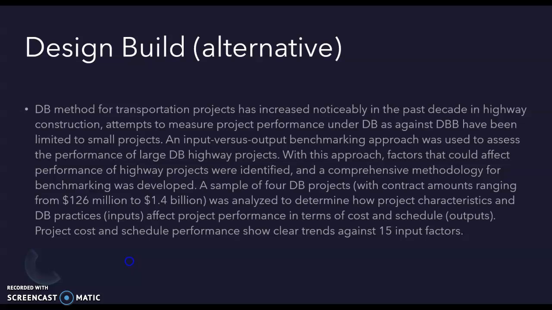A sample of 4 design-build projects with contract amounts ranging from $126 million to $1.4 billion was analyzed to determine how project characteristics and design-build practice inputs affect project performance in terms of cost and schedule. Projects' cost and schedule performance show clear trends against 15 input factors.